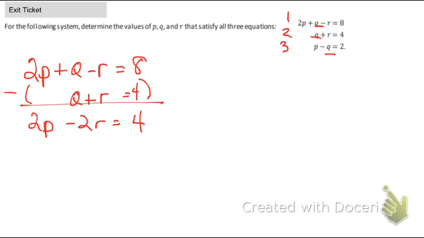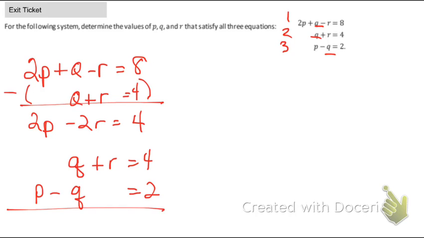And let me do my second round then. So I have q plus r equals 4, and then p minus q, and there's no r's there, equals 2. When I stack, I'm just going to add these because my q signs are opposite. So p plus r equals 6. Okay. So now I've got 2p minus 2r equals 4, and p plus r equals 6.